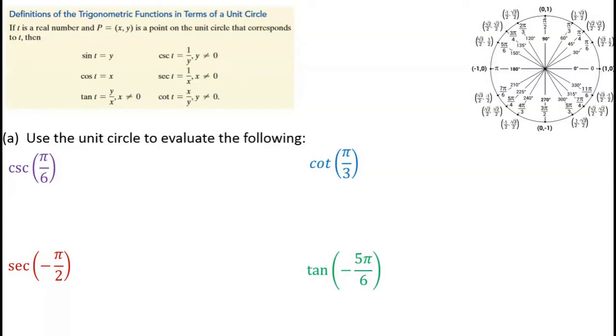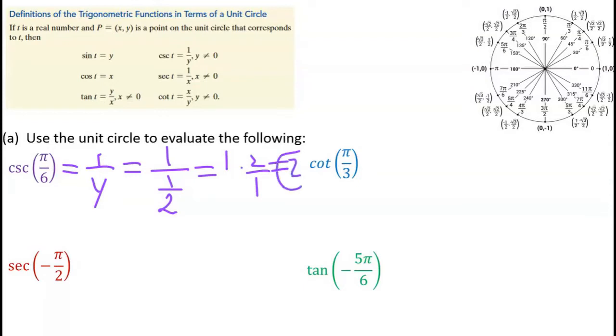Now, cosecant is defined to be, and it's worth writing this down every time, 1 over y. Okay? So, I'm going to say this is 1 over, and I've got to look up the y value at pi over 6. So, the y value at pi over 6, I hope you're starting to learn them, but it is 1/2, because you're going to have to know them soon. And if I invert and multiply, that's 1 times 2 over 1, which we know that is 2. So the final answer is 2.